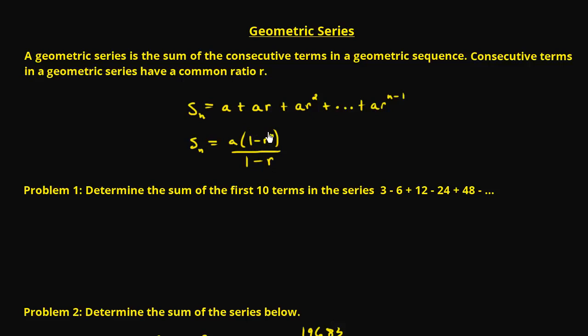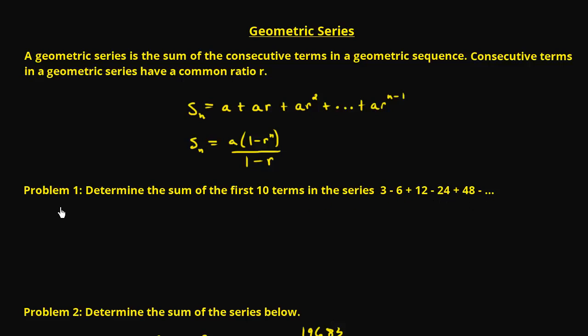And that's the sum of this series as long as this series is a finite series, meaning that there's a finite number of terms in the series. So we're going to look at a couple problems where we apply this formula. In the first problem, we're told to determine the sum of the first 10 terms in the series 3 minus 6 plus 12 minus 24 plus 48 minus dot dot dot.